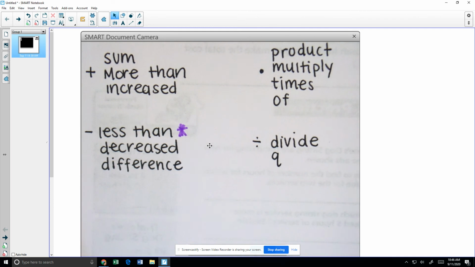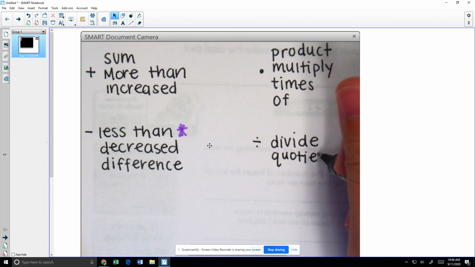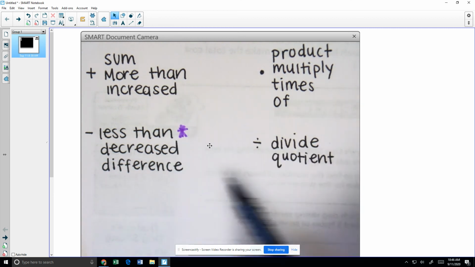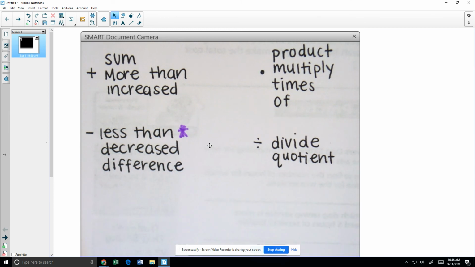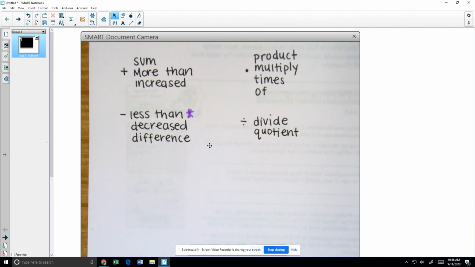Starts with a Q. Jose got it. Quotient. Good job, Jose. Okay, quotient. So whenever I read these words now, normally what you can do is you can try to see what symbol they're talking about. Okay, so with that being said, let's practice just writing a couple of sentences. Okay, not too many.